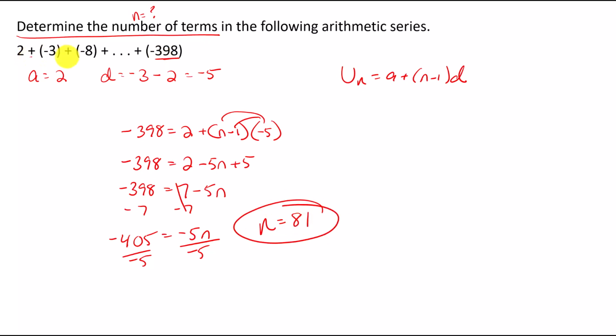So even though there were pluses here, we didn't have to do anything with that. We weren't finding a sum. We weren't given a sum. We just wanted to know how many terms it took to get to -398. So they could have given me this exact same question with commas in between, without the plus signs. Okay, so don't get too hung up on that. Pay attention to which formula you need. All right, review what you need to, and we'll work on it in class.